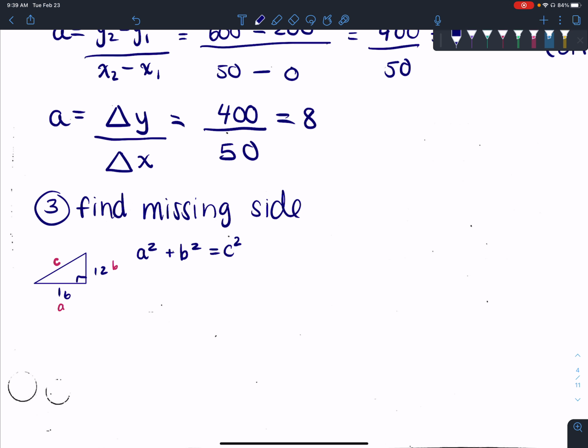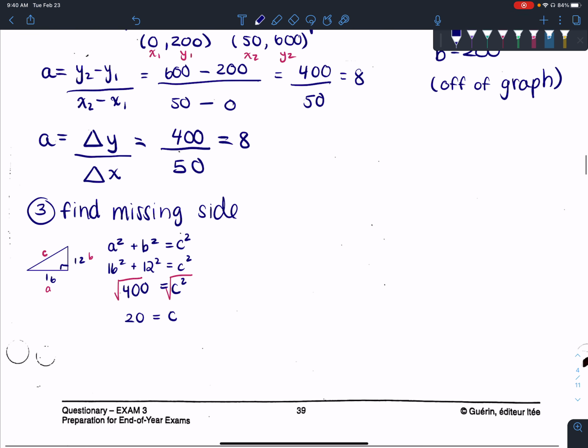Now we plug in what we know into our formula here. So 16 squared plus 12 squared equals c squared. And what do we get? 16 squared plus 12 squared, that gives us 400. To undo the square on the c, we need to square root the 400. 20 equals c. Now we have this missing side here. So we found the missing side.